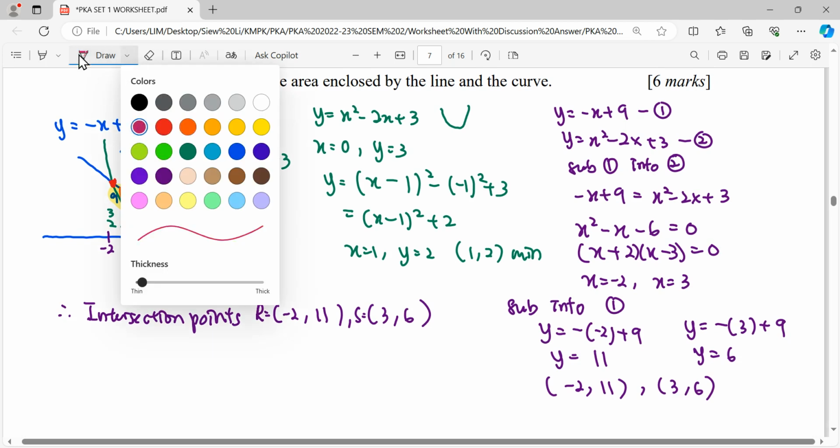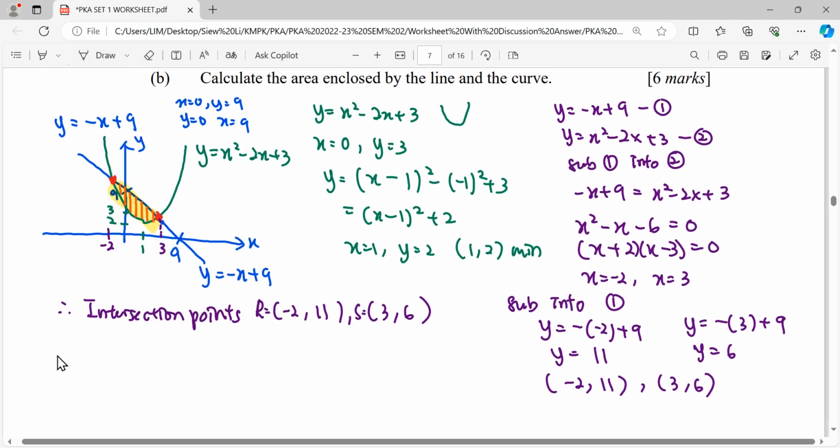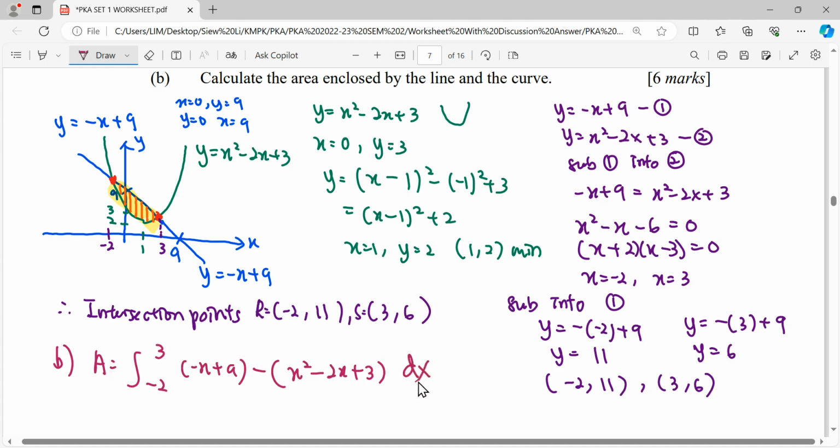Therefore, in formulating the area, we integrate from the smallest value here, negative 2, up to 3. Two curve concept: the graph of the straight line, which is negative x plus 9, minus the curve of the quadratic. And then integrate with respect to x, dx.